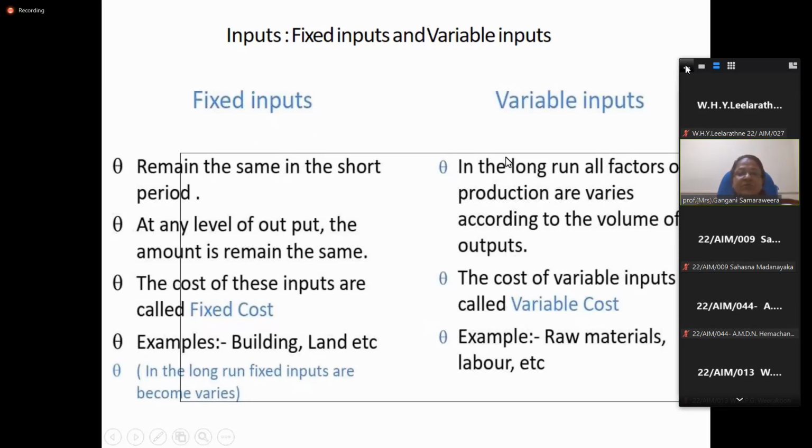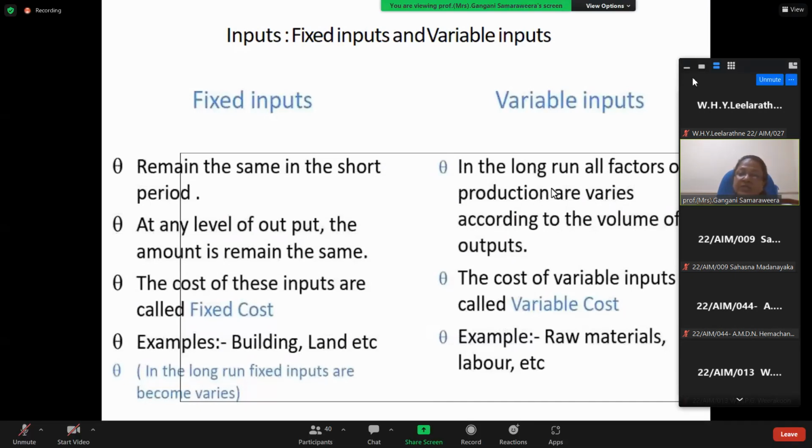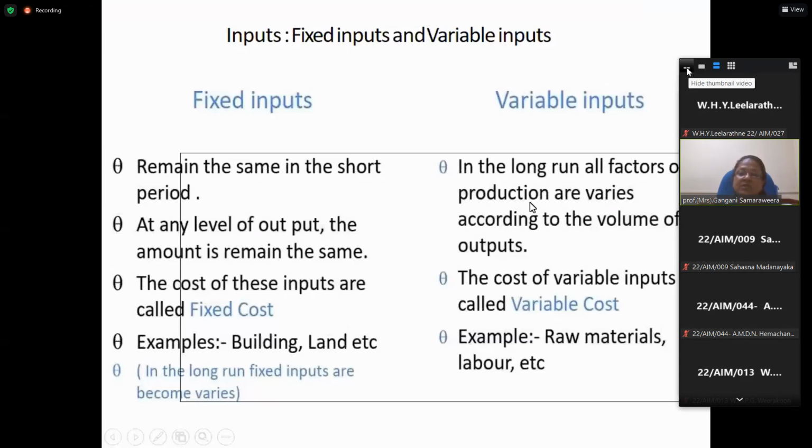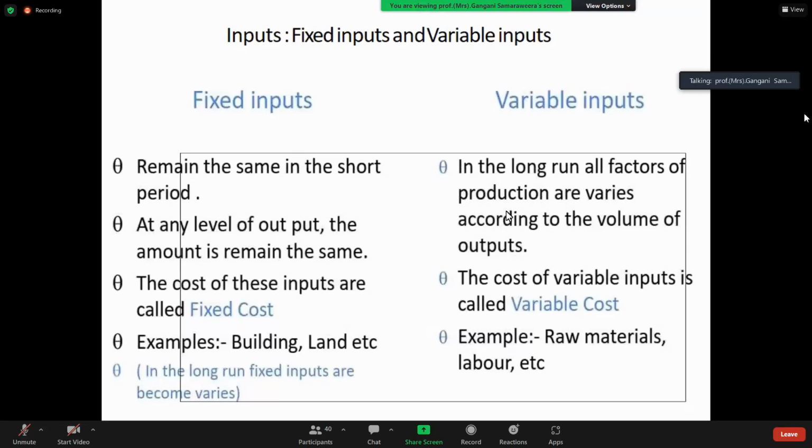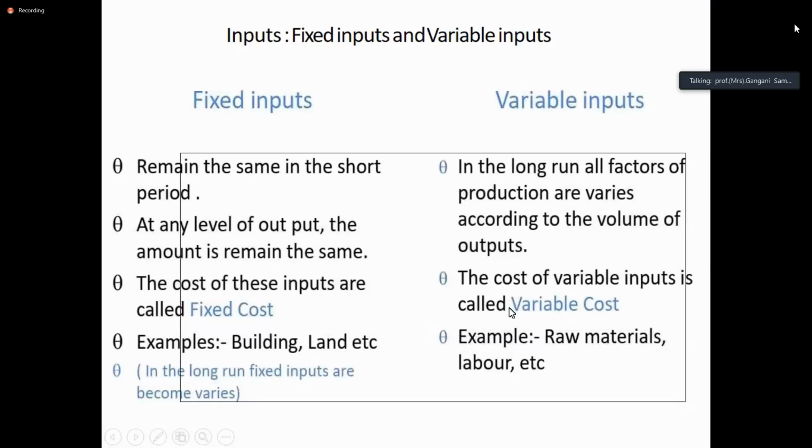In contrast, we can say variable inputs. In the long run, all factors of production vary according to the volume of output. If you need more output, you need more inputs. Let's say for more kilograms of paddy, we need to use more and more labor. So that's why they are variable inputs. The cost of variable input is called variable cost. So when we use labor or other raw materials, fertilizers, insecticides, pesticides, the cost we incur to take these is called variable cost.